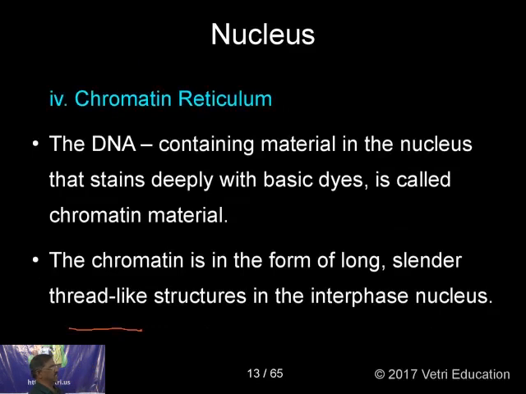Next, the chromatin reticulum. It is just a net-like structure found in the nucleus. The DNA containing material in the nucleus that stains deeply with basic dyes is called the chromatin reticulum. The chromatin reticulum is in the form of long, slender, thread-like structures in the interphase nucleus.